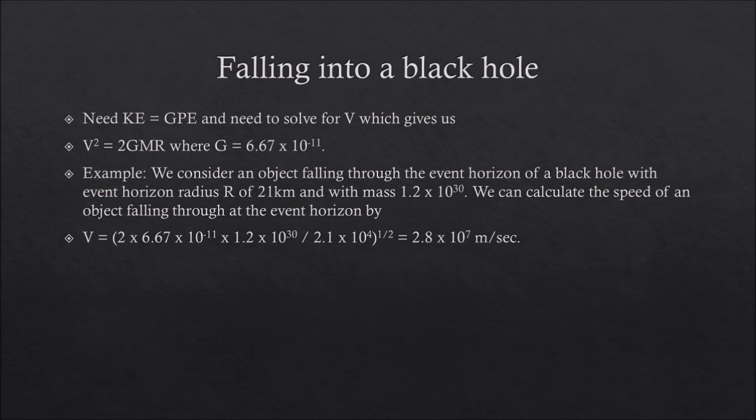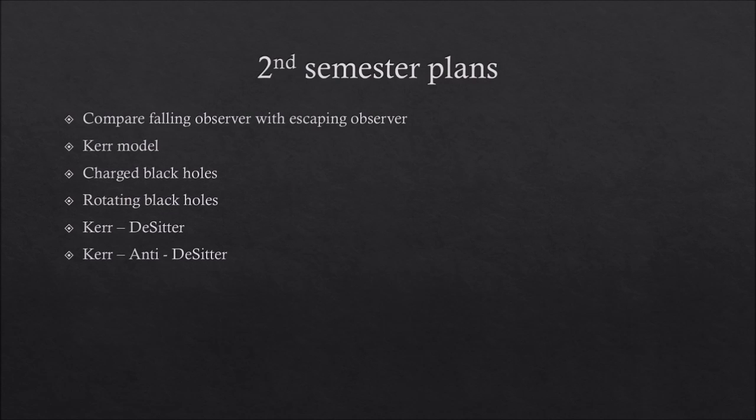We've got v squared equals 2GM over r, where G is 6.67 times 10 to the minus 11. And if we consider an object falling through the event horizon with radius r equals 21 kilometers and mass 1.2, it's just rearranging the equation to get the speed, so it's pretty straightforward. So yeah, we found the speed of an object falling through a black hole. In the second semester, I will greatly elaborate on this by comparing this speed to someone trying to escape the black hole, and consequently how long it will take both objects to reach the centre.